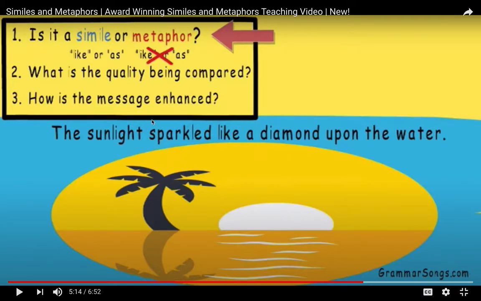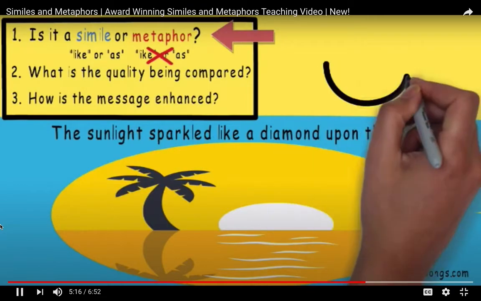Wow, now I get a better image as to how that sunlight was actually sparkling. It wasn't just any normal sunlight sparkling. It was like a diamond. So now I know a little bit more about what that sunlight looked like. It sparkled like a diamond. And yes, this is a simile. We know that it's comparing two different things using the words like or as. So it's using like as that connector to show the comparison between the sunlight and the diamond.